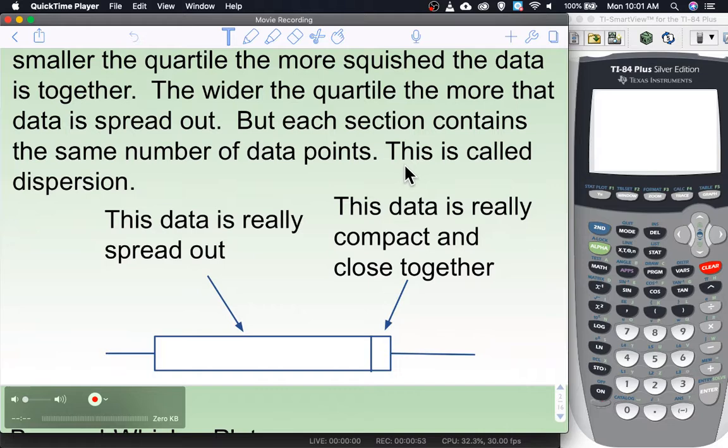This spacing and crunching is called dispersion. So you can see, like in this one, this data is really spread out. It might be 5 numbers in here. These 5 numbers are really spaced out, where the 5 numbers that would be in here are really close and compact together.